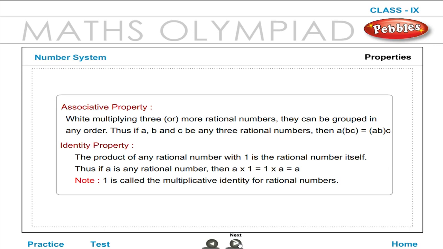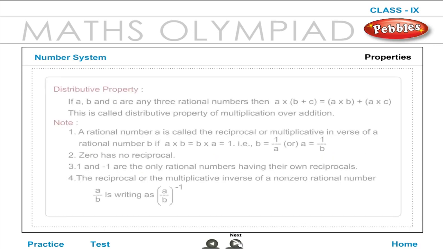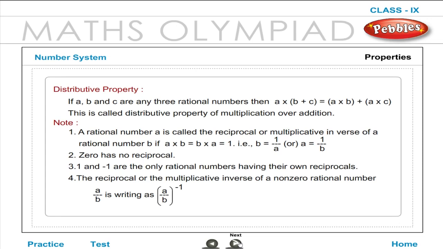Identity property: the product of any rational number with 1 is the rational number itself. Thus, if a is any rational number, then a into 1 is equal to 1 into a is equal to a. Note: 1 is called the multiplicative identity for rational numbers. Distributive property: if a, b and c are any three rational numbers, then a into the whole of b plus c is equal to a into b plus a into c. This is called the distributive property of multiplication over addition.